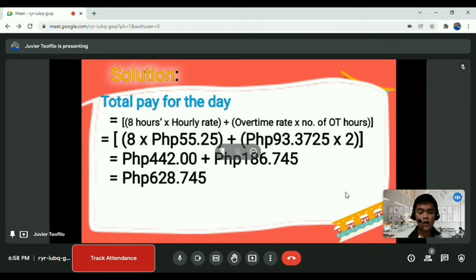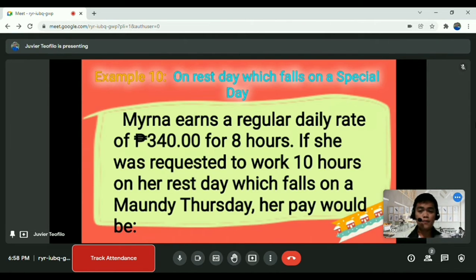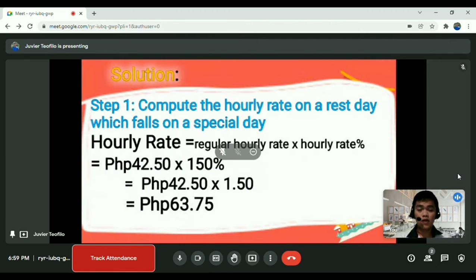Now, we are going to compute the overtime pay on a rest day which falls on a special day. Step 1, compute the hourly rate on a rest day which falls on a special day. Our hourly rate is equal to regular hourly rate times the rate. So we have 42.50. Sir, where did you find that 42.50? We have 340 divided by 8 hours, and it is equal to 42.50.